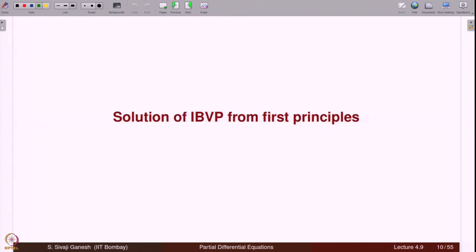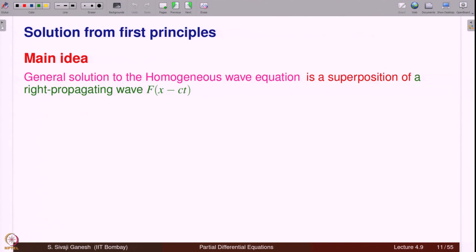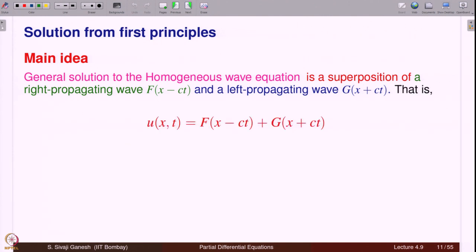So, let us start the discussion of the solution of the IBVP from first principles. The main idea, as explained before, is that the general solution to the homogeneous wave equation is a superposition of a right propagating wave and a left propagating wave. That is, u(x,t) equals f(x minus ct) plus g(x plus ct). A general classical solution would be exactly this formula, where f and g are C2 functions.